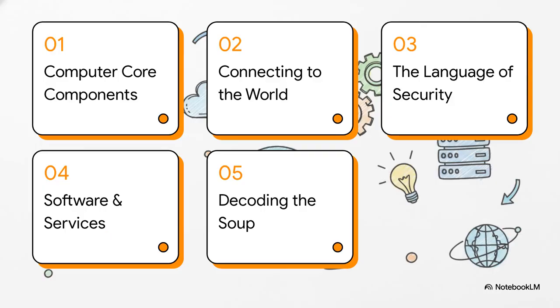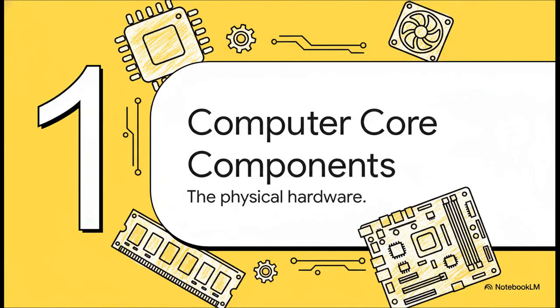And here's how we're going to do it. We've got a roadmap. We'll start with the actual hardware inside the box, then we'll move on to how that box connects to the internet. From there, we'll cover how we keep it all secure, and finally, we'll look at the software we all use every single day.